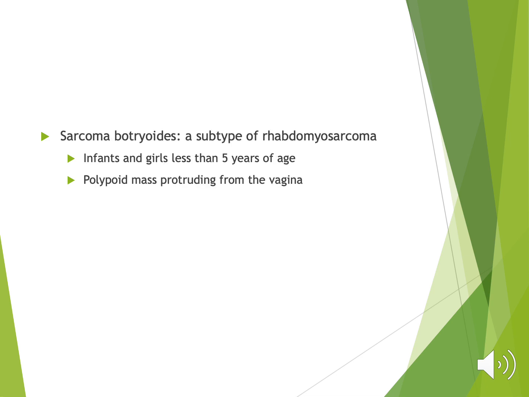Sarcoma botryoides is a subtype of rhabdomyosarcoma. It affects girls younger than the age of 5, although it can happen at older ages. It's commonly less than the age of 5. It presents as a polypoid mass protruding from the vagina. And again, it is a subtype of rhabdomyosarcoma.